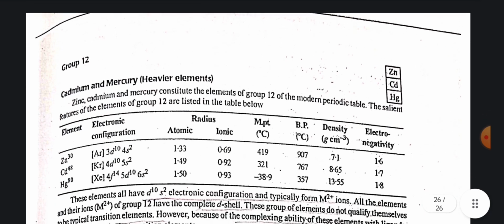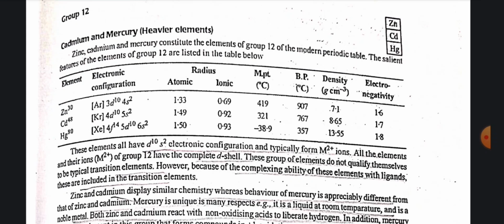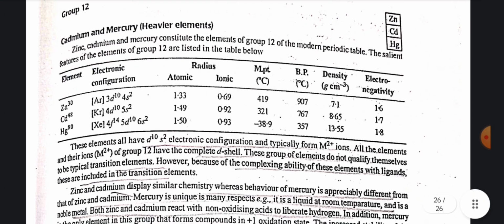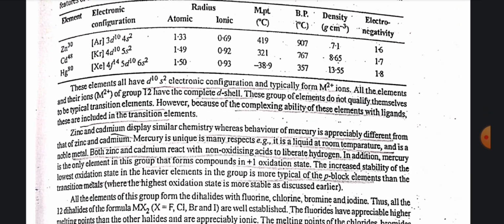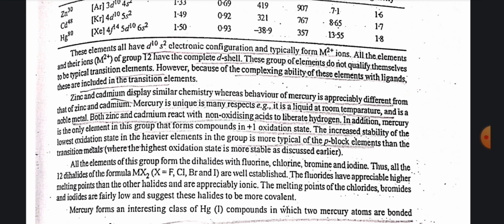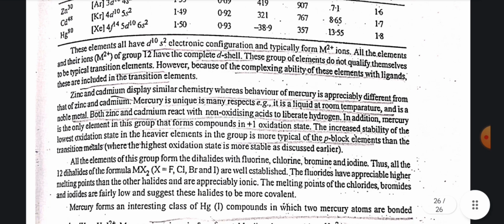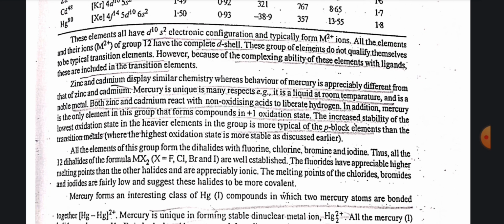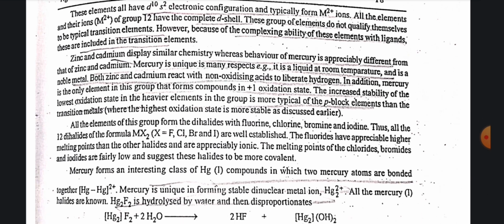Zinc, cadmium, and mercury constitute the elements of group 12 of the modern periodic table. The salient features of the elements of group 12 are listed below. These elements all have d10s2 configuration and typically form M2+ ions. All the elements and their ions of group 12 have a complete d shell. This group of elements does not qualify as typical transition elements. However, because of the complexing ability of these elements with ligands, they are included in the transition elements.